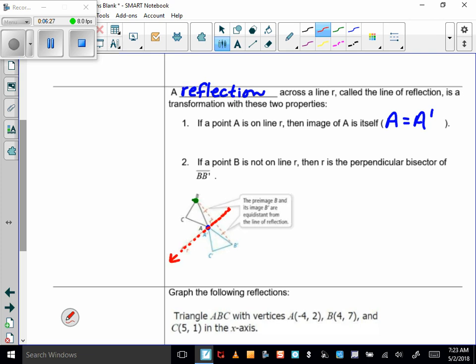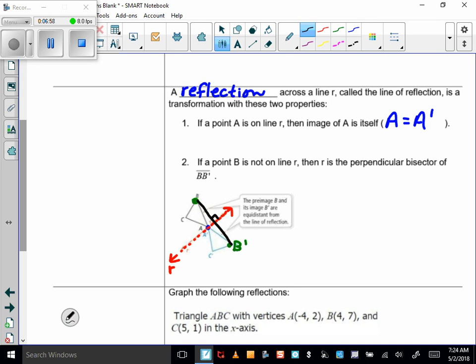Okay, you see since A was on line R, A prime is also on line R, and B is up here, and I know when I do the reflection across line R, B prime is here, and this line R is the perpendicular bisector of the segment that joins B and B prime. So that's a good way for you to figure out where B prime is going to be, right?